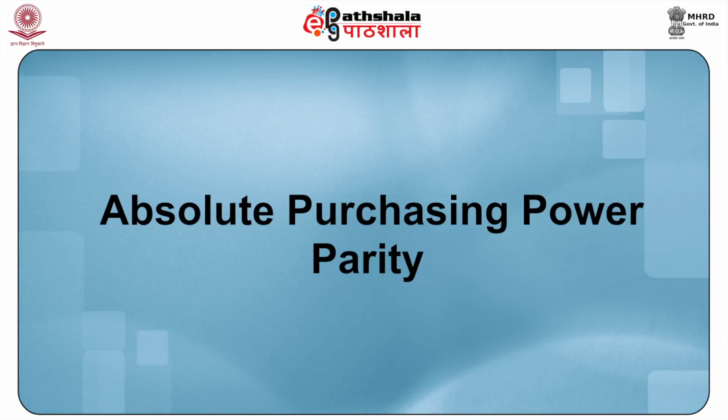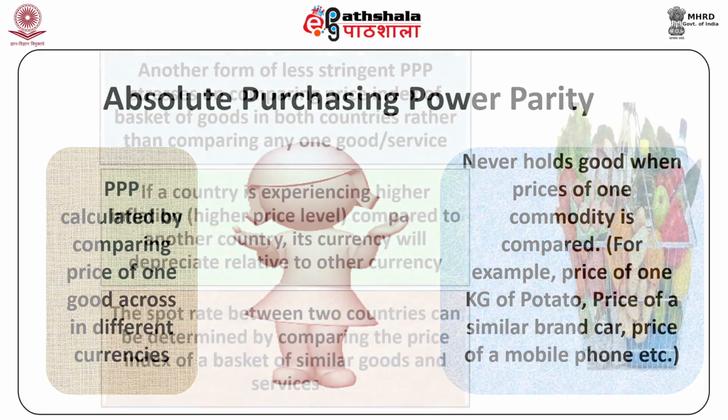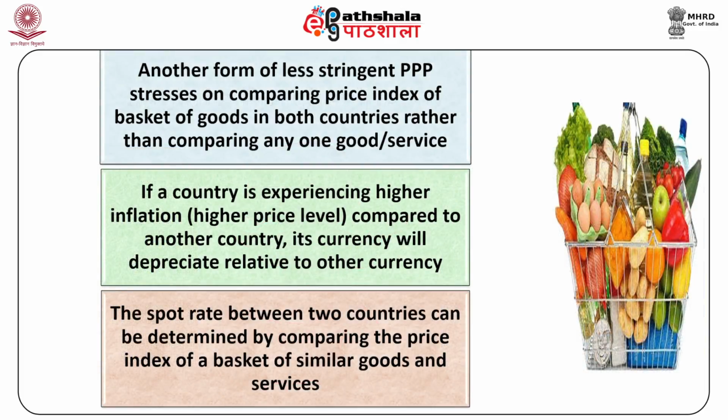Absolute purchasing power parity. Purchasing power parity calculated by comparing prices of one good across different currencies is known as absolute purchasing power parity. However, the absolute law of one price never holds good when price of one commodity is compared, for example, the price of 1 kg of potato, price of a similar brand car, price of a mobile phone, etc. Another form of less stringent PPP stresses on comparing price index of a basket of goods in both countries rather than comparing any one good or service.